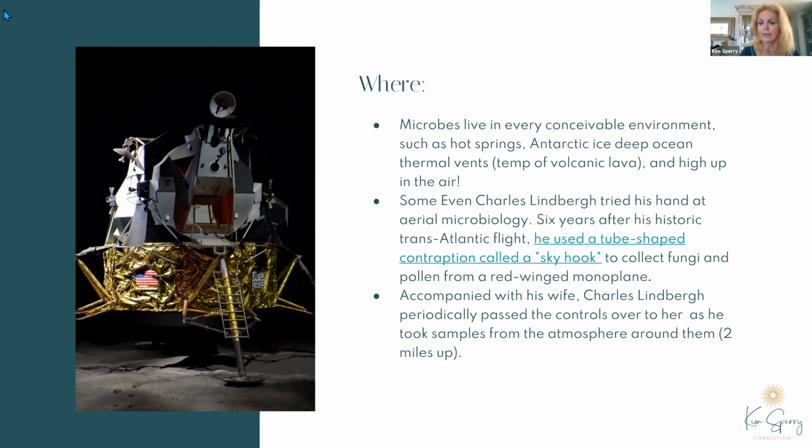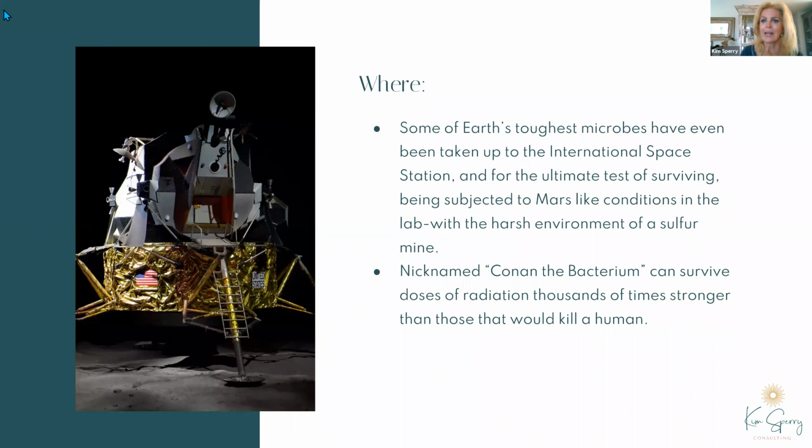Now, they're taken up into the International Space Station for the ultimate test of surviving. They're like, okay, you're tough. Let's see how tough you are. In the lab, they are finding that bacteria are withstanding Mars-like conditions. In fact, one is nicknamed Conan the bacterium because it's been said that it could survive doses of radiation thousands of times stronger than those that would kill a human.